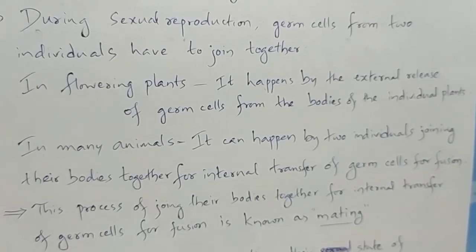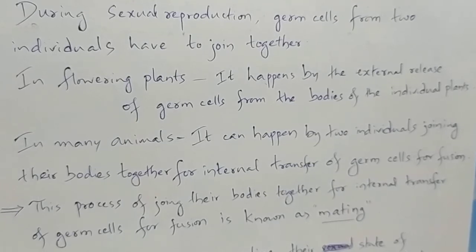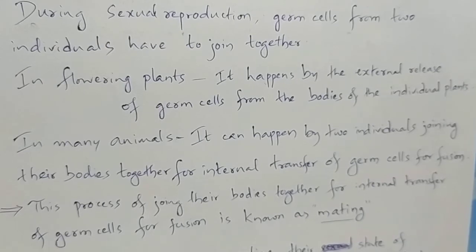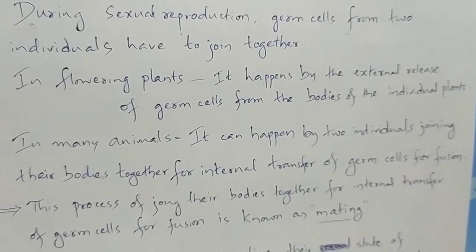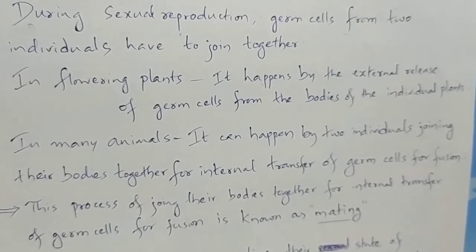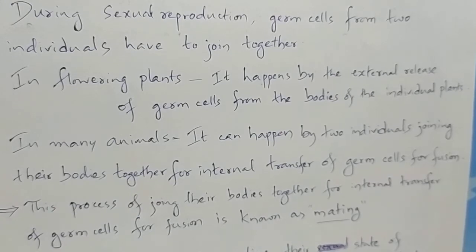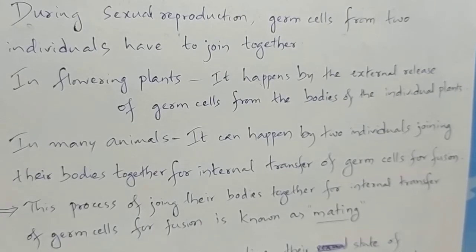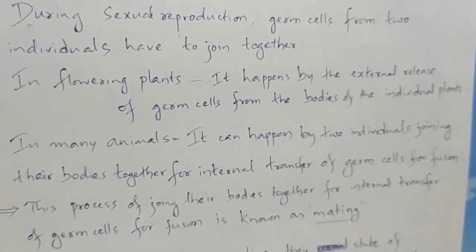If you take animals, in many animals the joining of these germ cells happens by two individuals bringing their bodies together for internal transfer of germ cells for fusion. Unlike in plants, the germ cells are not released out through air or insects or water or some other means; the male germ cells cannot go and reach the female germ cells of the animal body. Instead, how does it occur? The bodies of the two individuals join together for internal transfer of germ cells, so that these germ cells get fused with each other, right?